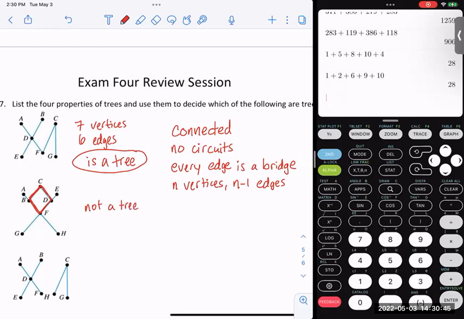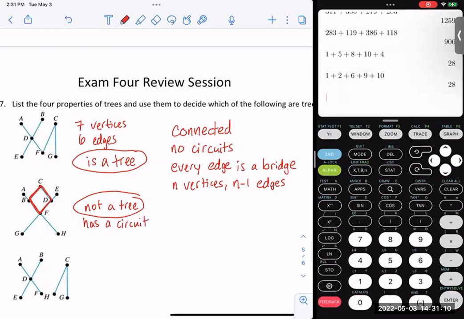So in order to be a tree, all 4 properties have to be met. Just because one of them is met doesn't make it a tree, right? Just because you've got 7 vertices and 6 edges doesn't guarantee that it's a tree. But if it meets all 4 of those, then it would. So in this case, we could say it's not a tree simply because it has a circuit, which I've highlighted there.